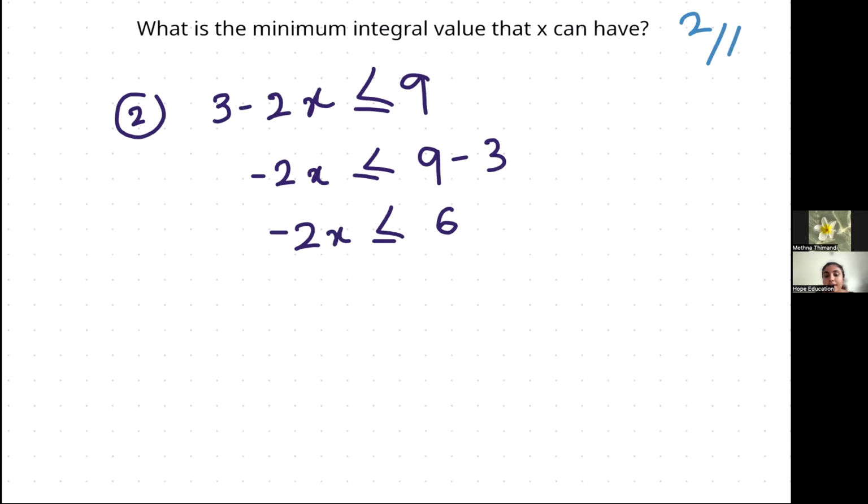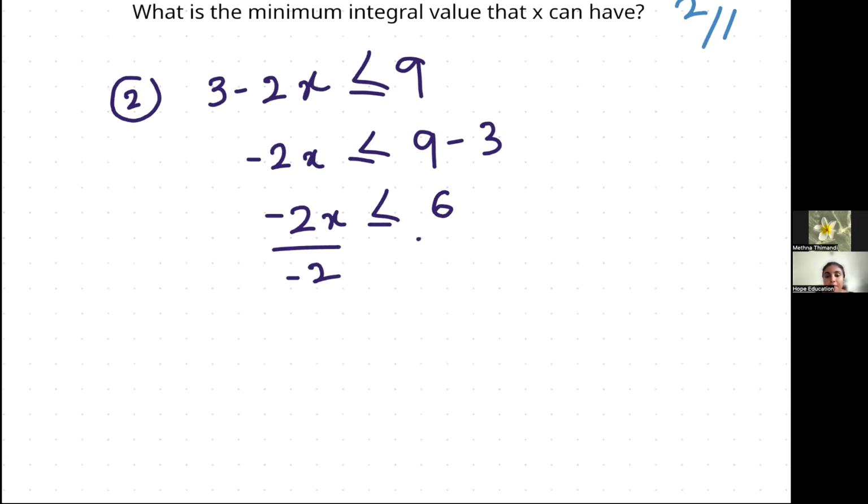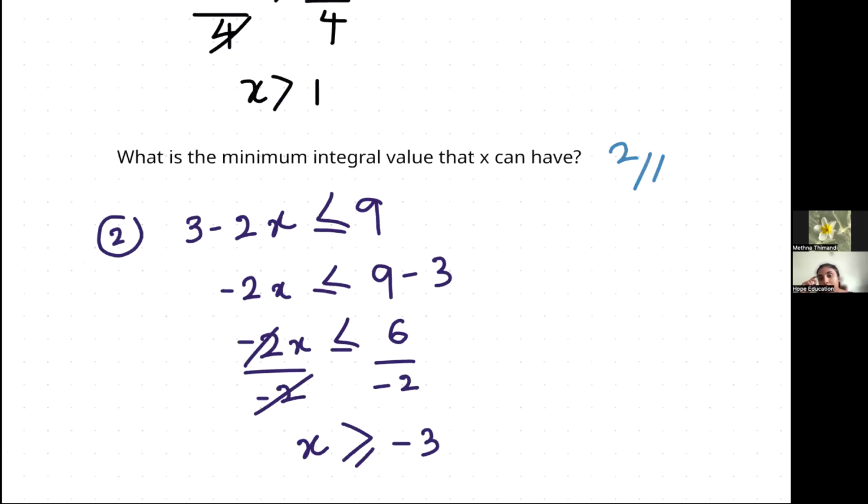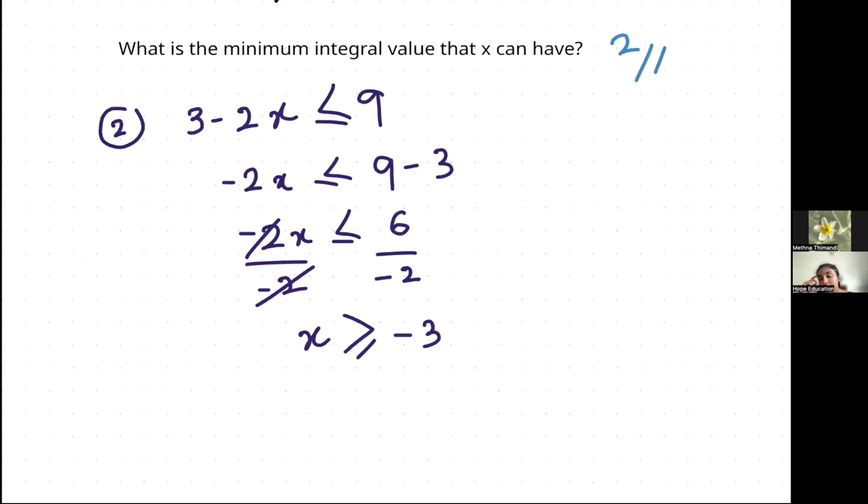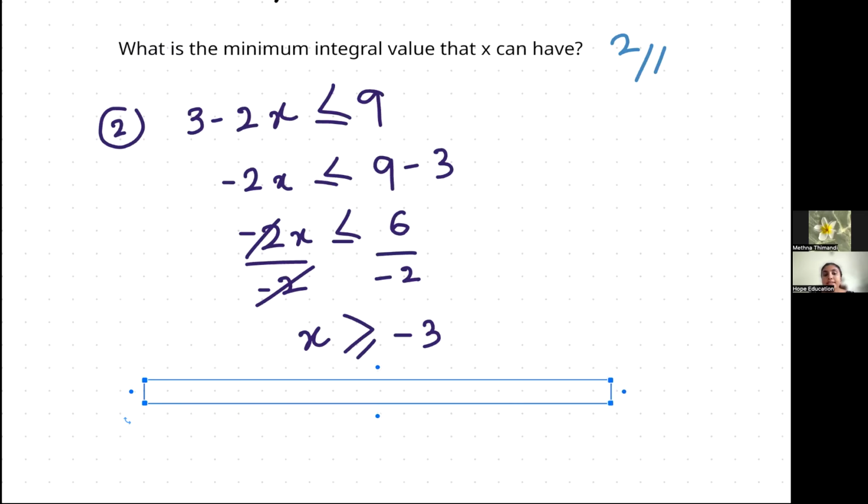Then I divide both sides by minus 2. You know when a number is divided by a negative, the direction of the sign changes. So 6 divided by 2 is 3, and positive divided by negative is negative. If I ask you here, what is the minimum integral value that x can have? What is the answer? Minus 3. Minus 3, yes.